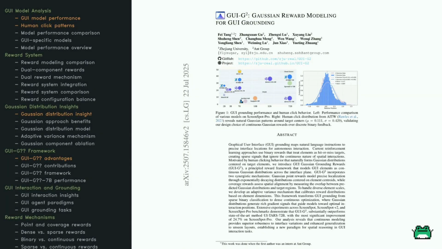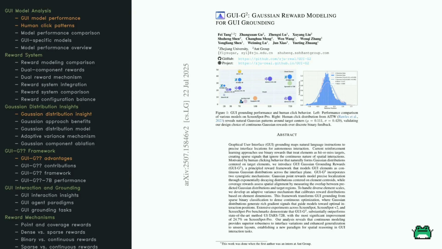All right, let's jump right in, starting with Figure 1. On the left, you'll see a performance comparison of different models on the ScreenSpot-Pro benchmark. It's essentially a leaderboard, showcasing how GUI-G squared takes the lead, especially over UI-TAR's 72B. This highlights the model's impressive performance.